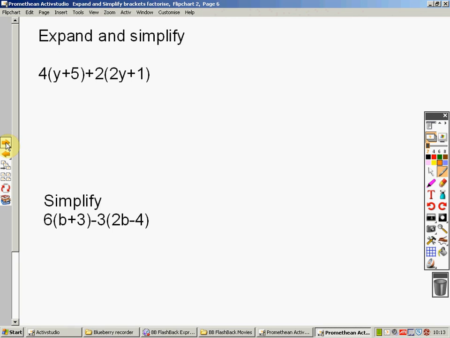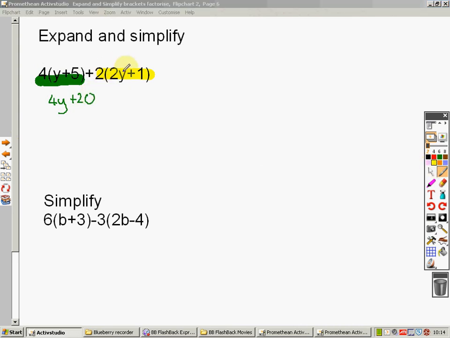Okay, welcome back. Let's do these two questions for you. I'm going to stick to my same colours as before, with the green and the yellow. So there's my green. Just do it underneath so you can still see it, and then the yellow. Green one first of all. 4 times y is 4y, 4 times 5 is 20. Now the yellow, 2 times 2 is 4y, 2 times 1 is 2. And it was a positive, so it's plus 2.